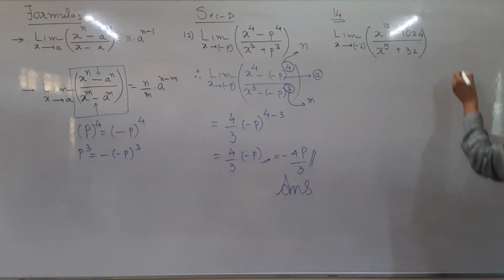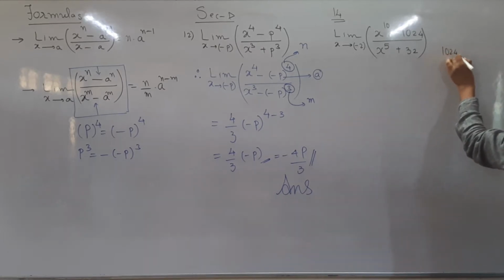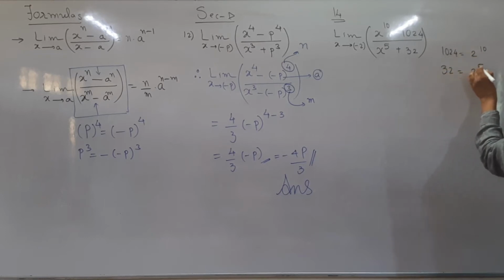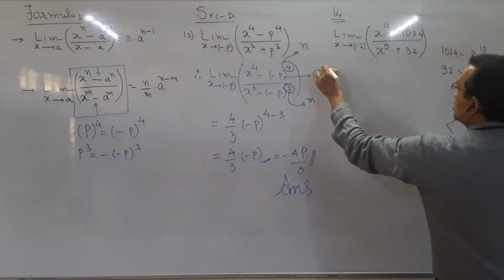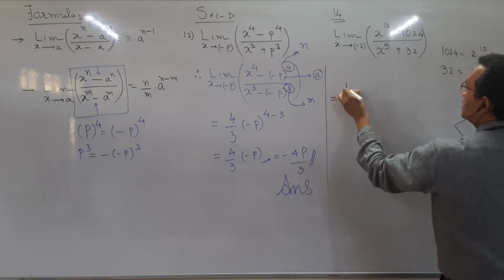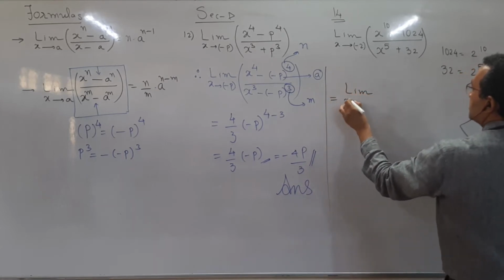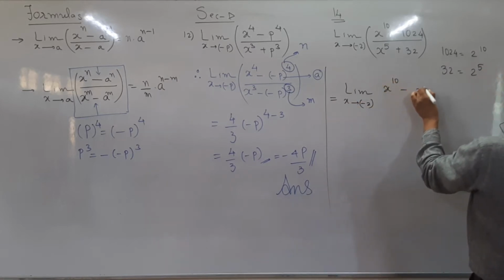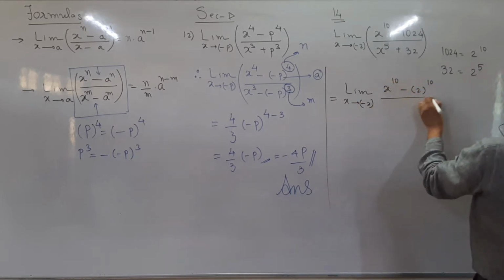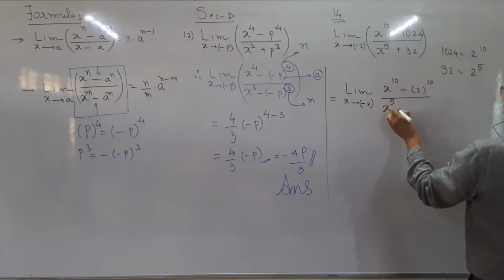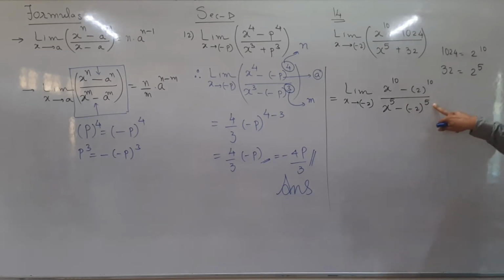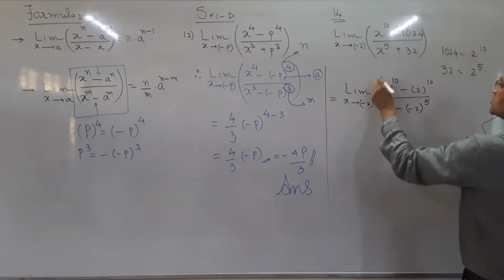Now here you concentrate: 1024 is 2 raised to 10 and 32 is 2 raised to 5. So I write this as limit x tends to minus 2, x raised to 10 minus 2 raised to 10 upon x raised to 5 minus 2 raised to 5. Minus 2 raised to 5 will be minus 32, and minus becomes plus.